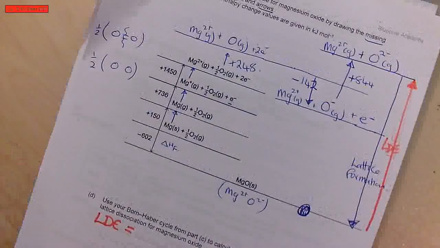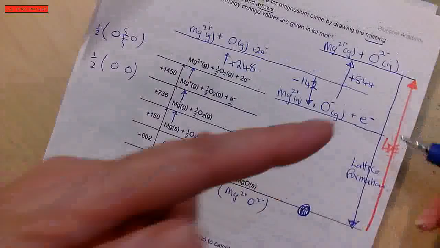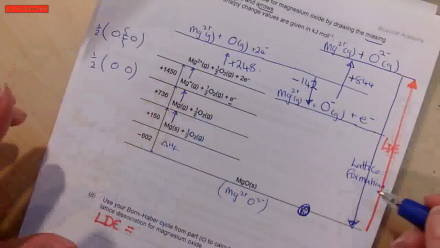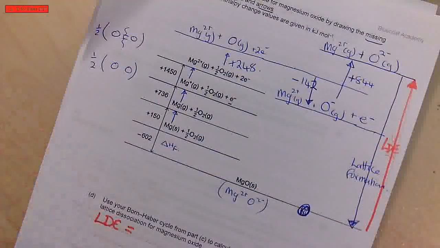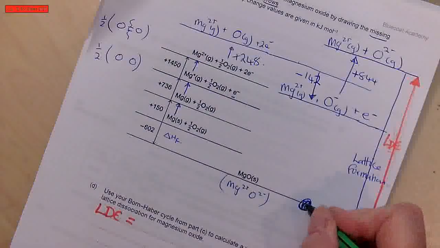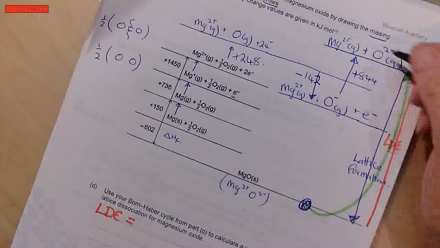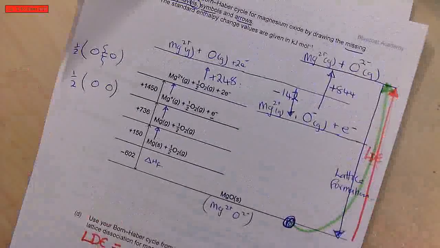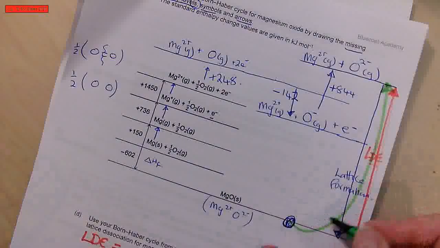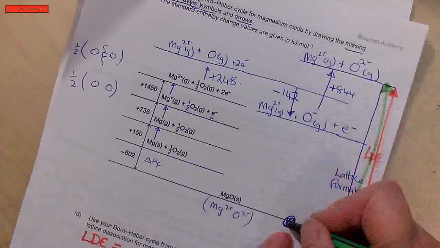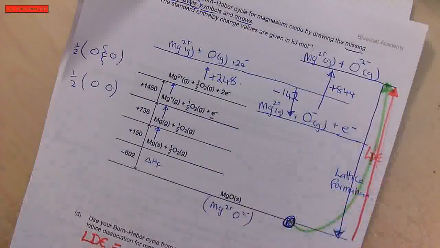This is my starting point, and it doesn't matter where I start. We will get to the same path, but we'll just have to take into account the signs. So I'm going from here up to the lattice, up to these gaseous ions. Okay, so that's one route round the circle.